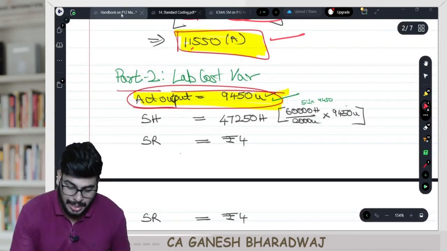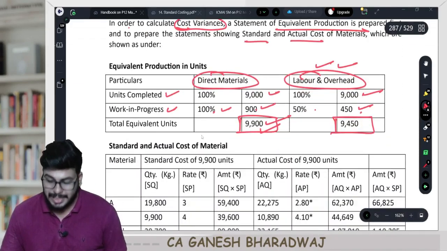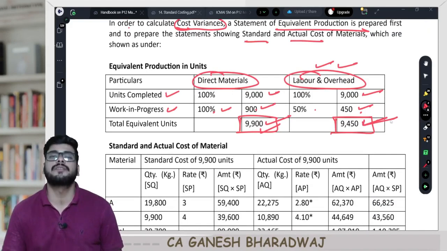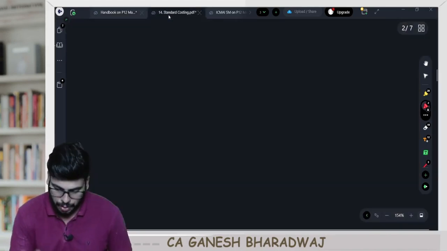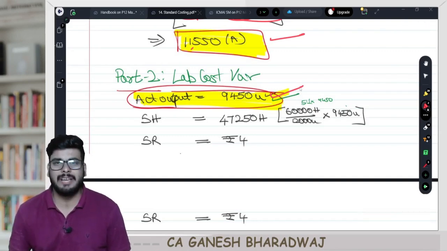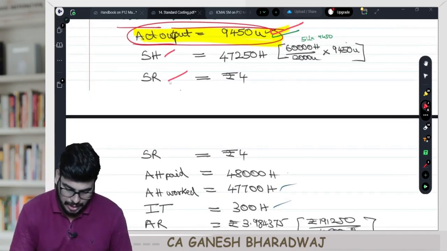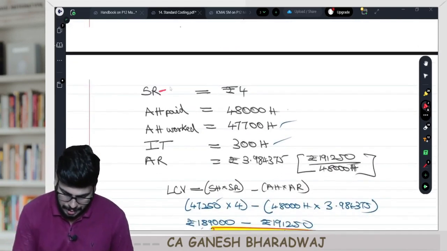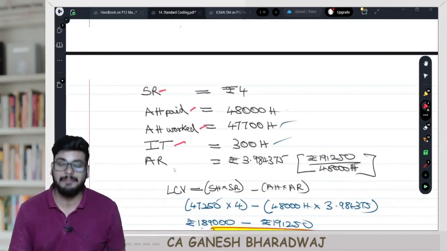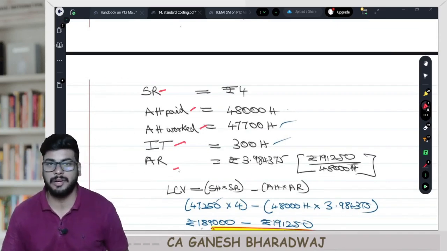Now guys, for the purpose of labor, what is the actual output that got produced? 9,450. Clear with this, guys? The first thing that you need to mention is 9,450. Now for labor cost variance, what are the different components that you need? Standard hours, standard rate, then actual hours paid, actual hours worked, idle time, and you need the actual rate also. If you list out these ingredients, automatically you can find out the labor variances.